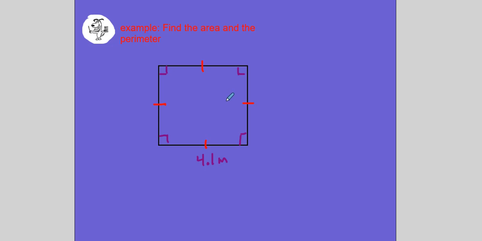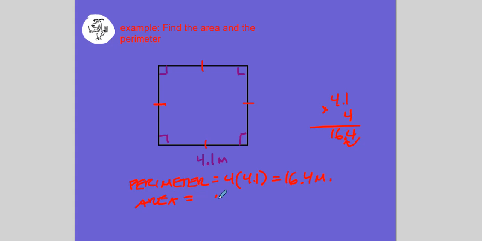And let's say we have a square that is 4.1 meters on a side. Okay, so the perimeter is 4 times 4.1 meters here. 4.1 times 4, well, 1 times 4 is 4, 4 times 4 is 16. I have one place behind the decimal point, so I move it to the left once. So that's 16.4 meters.